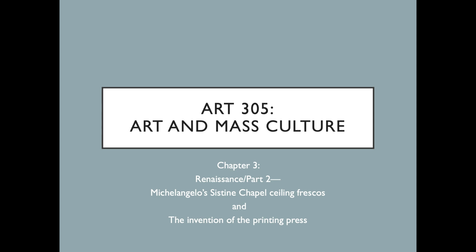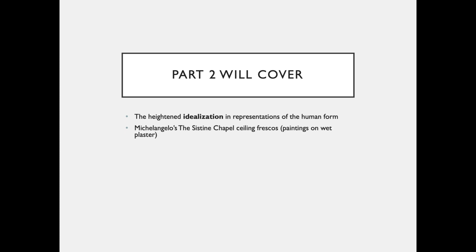Welcome to Art 305, Art and Mass Culture, Chapter 3, The Renaissance, Part 2: Michelangelo's Sistine Chapel ceiling frescoes, and the invention of the printing press. Part 2 will cover the heightened idealization in representations of the human form, Michelangelo's Sistine Chapel ceiling frescoes. A fresco is a painting on wet plaster.